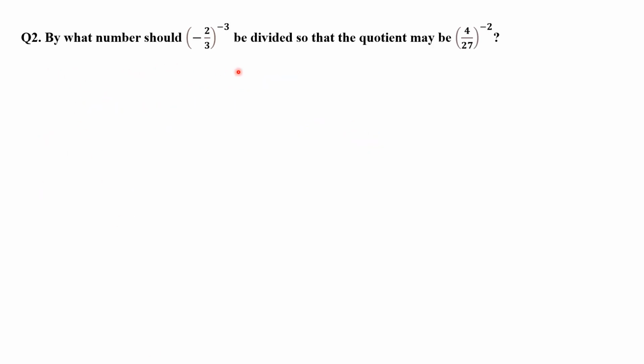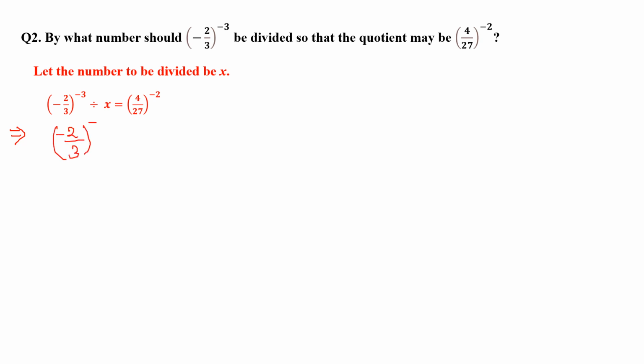Question number 2. By what number should minus 2 by 3 whole to the power negative 3 be divided so that the quotient may be 4 by 27 whole to the power minus 2? So here also I will assume let the number to be divided be x. So it will become minus 2 by 3 whole to the power minus 3 divided by x equal to 4 by 27 whole to the power minus 2. So what I am going to do from here, as here x is divided, I am going to transpose it to the RHS. So division will change to multiplication. So it will be minus 2 by 3 raised to the power minus 3 equal to 4 by 27 whole to the power minus 2 multiply by x.